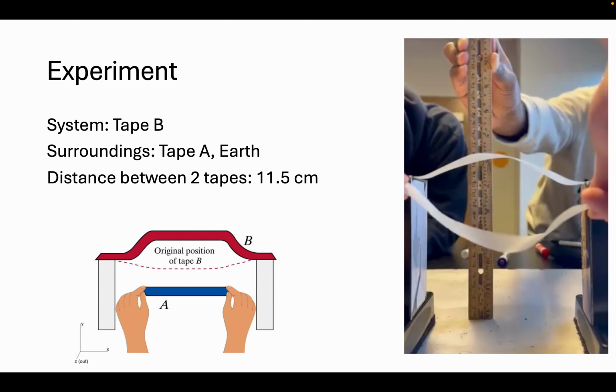The experiment, as you can see from the image below, was the experiment rubric that was given to us, and it was carried out the same as you can see. The system is the tape B, the one on the top, and the surroundings are tape A and the whole Earth for the gravity. And the distance between two tapes at the point of experiment was measured to be 11.5 centimeters.